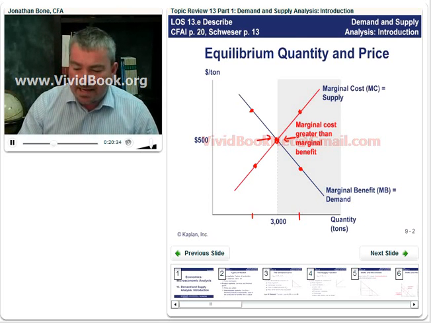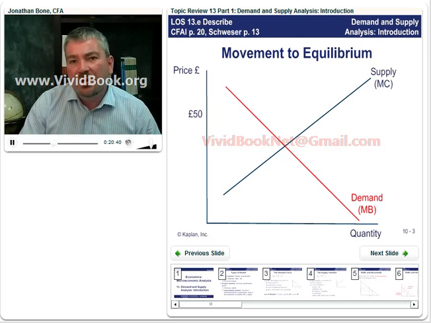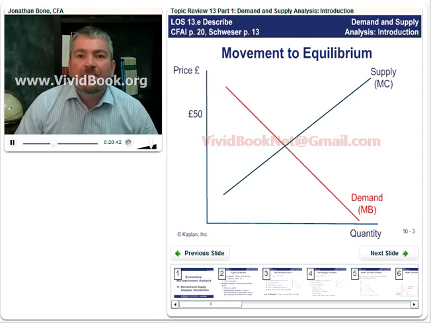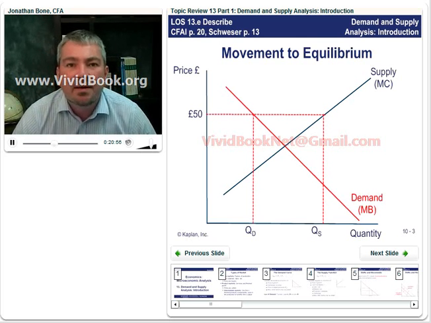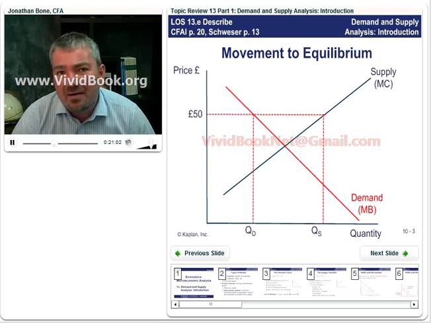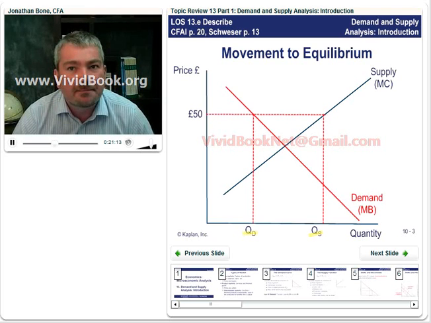Now, we're also asked in this LOS to be able to describe the mechanisms that move us towards equilibrium. Okay, so let's have a look at our diagram here. We've got our demand curve, marginal benefit, and we've got our supply curve, marginal cost. And notice we've set a price here that is above the equilibrium price. It's above the price where quantity demanded would equal quantity supplied. Now notice, because the price is above, the quantity demanded, and you can see our quantity demanded just down here, is far less than the quantity supplied.